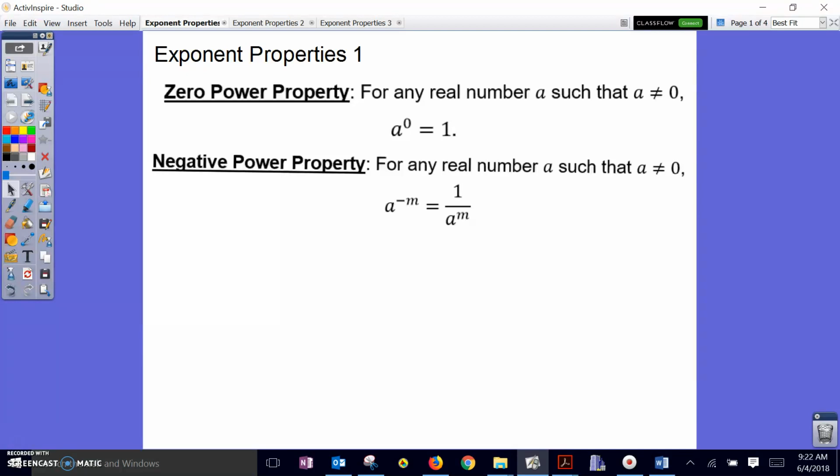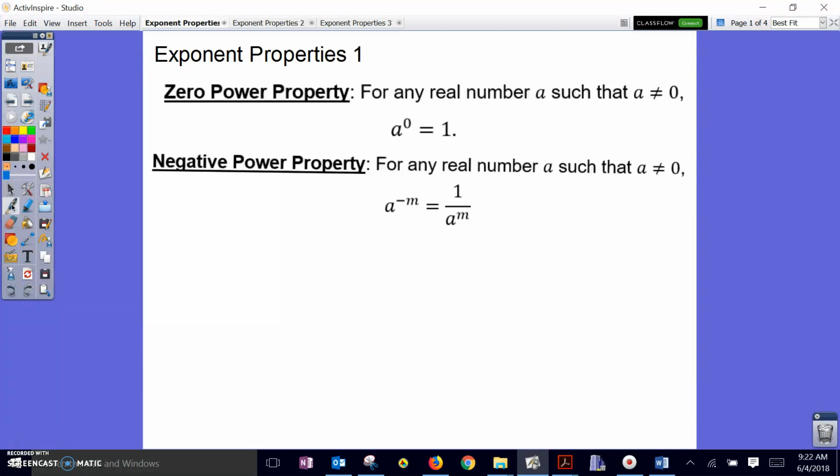Next is the negative power property. For any real number a such that a doesn't equal 0, a to the negative m is equal to 1 over a to the m. Okay, so anytime we see a negative exponent, we're just going to put it in the denominator of a fraction, put 1 over it, and change that power from a negative to the corresponding positive power.